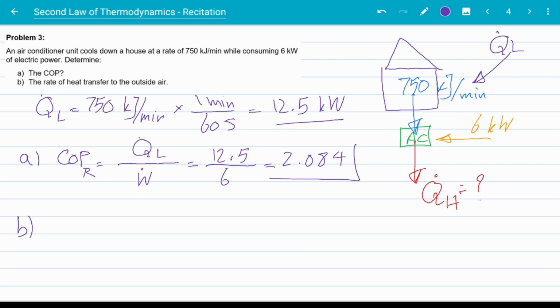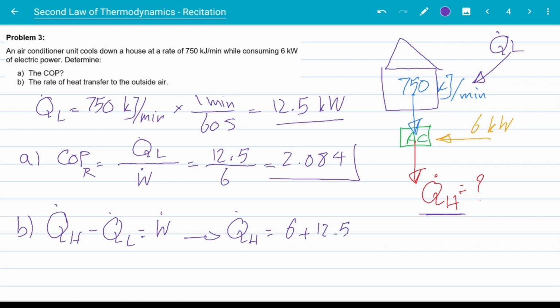Now for part B, we are interested in Q dot H, which is the rate of heat transfer to the outside air. So first law analysis says that Q dot H minus Q dot L is equal to W dot net. So Q dot H is W dot, 6 kilowatts, plus Q dot L, 12.5, which gives us Q dot H is 18.5 kilowatts.